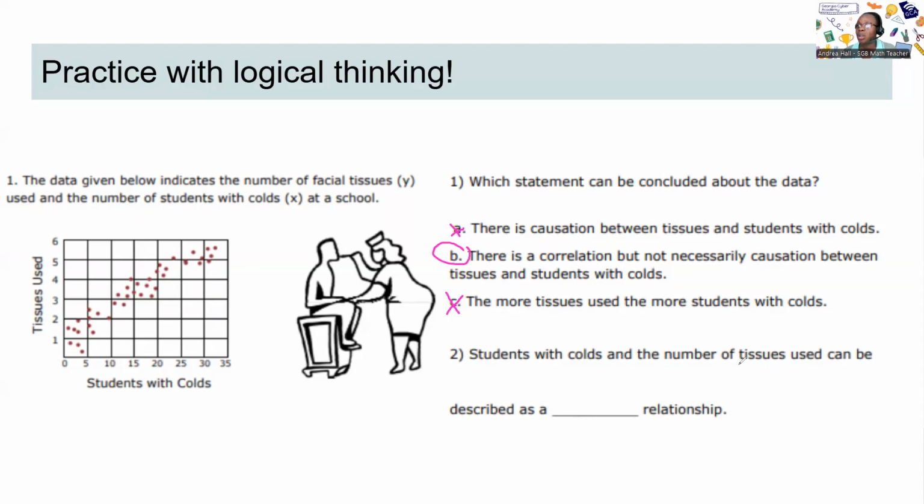Students with colds and the number of tissues used can be described as a blank relationship. What type of relationship do we see here? A linear relationship.